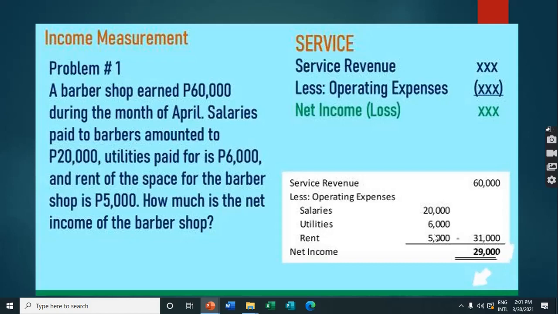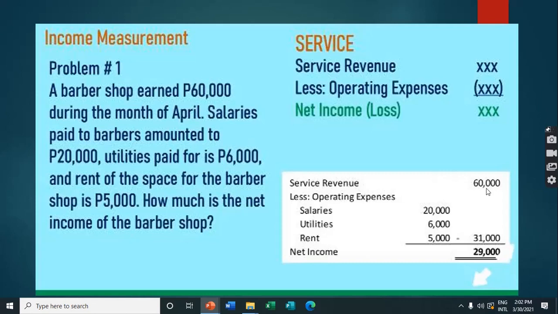So, si barber shop nag-earn siya ng 60,000 for the month of April. Ngayon, dito sa formula, ayan, service revenue. So, ilalagay mo yung service revenue mo, iless mo yung operating expenses. And then, ito na yung net income or loss. Now, we are going to solve the problem number 1. So, sabi dito, the barber shop earns 60,000. So, magkano yung service revenue mo?